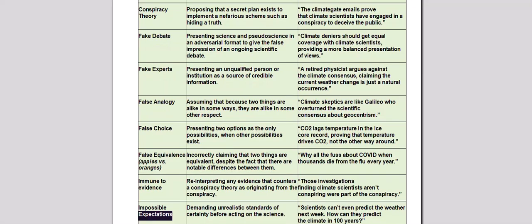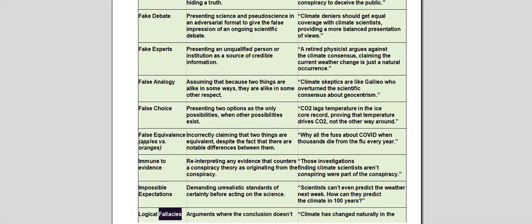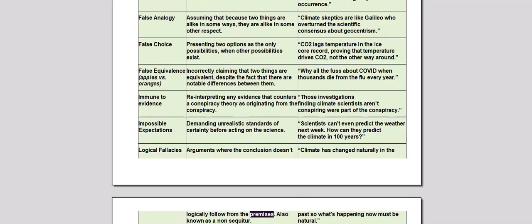Impossible expectations: demanding unrealistic standards of certainty before acting on the science. Scientists can't even predict the weather next week. How can they predict the climate in 100 years? Logical fallacies: arguments where the conclusion doesn't logically follow from the premises, also known as a non sequitur. Climate has changed naturally in the past, so what's happening now must be natural.